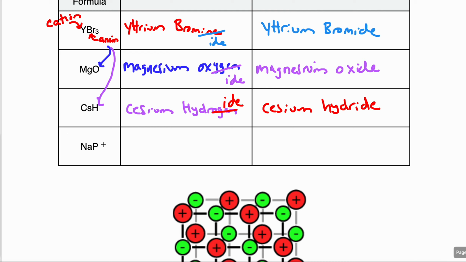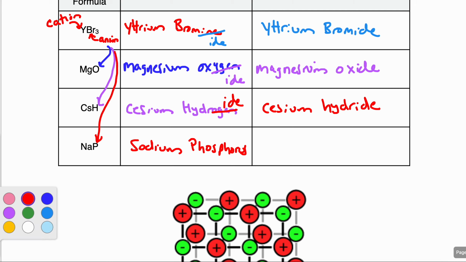Last example here, NaP. Na stands for sodium, and P stands for phosphorus. Phosphorus, P being the second symbol, it is the anion, so we need to change its ending. So phosphoride, phosphide. So phosphide is easier to say, so that's what we will go with. So sodium phosphide.